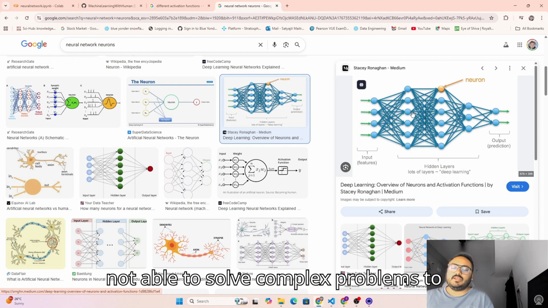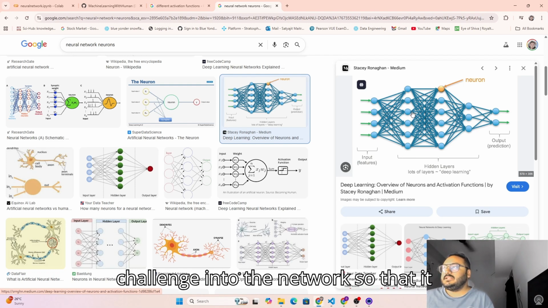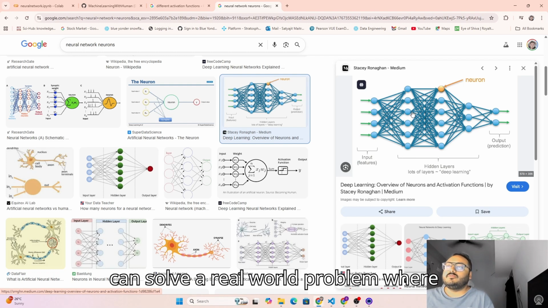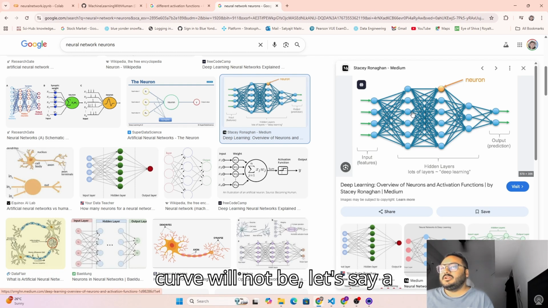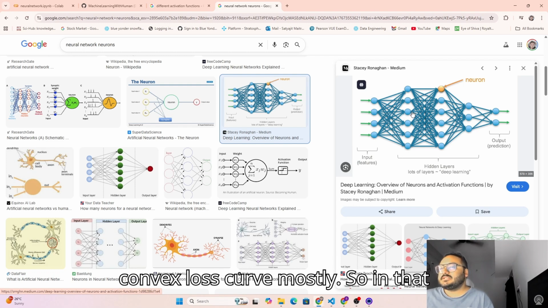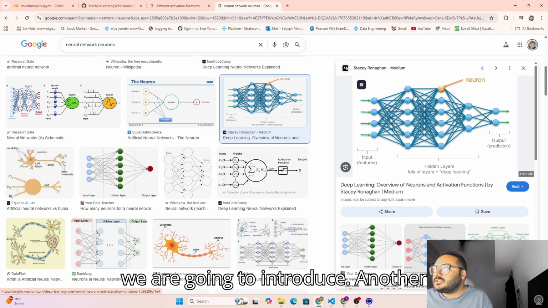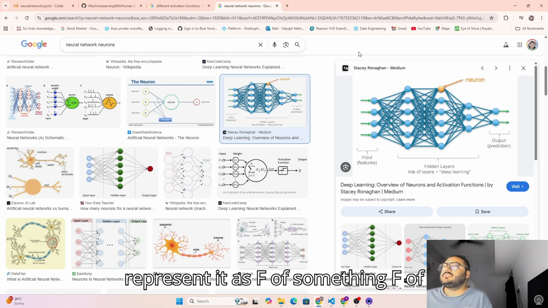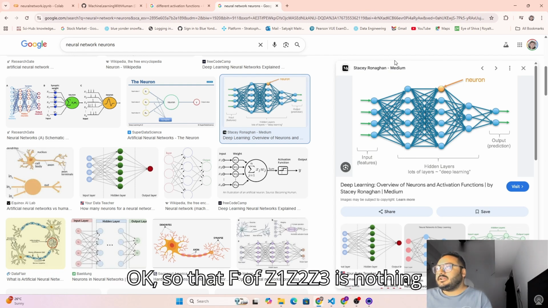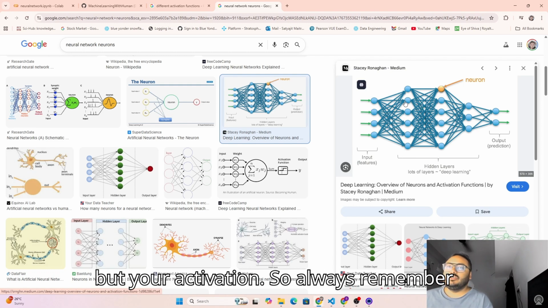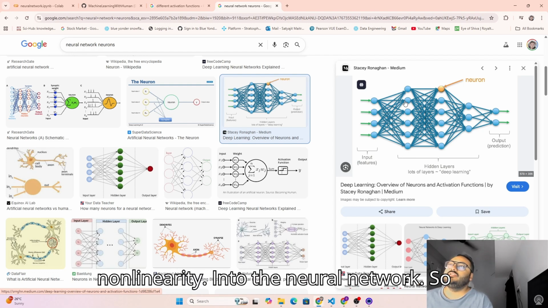To make the equation a bit more complex, or to introduce some challenge into the network so that it can solve a real-world problem where the loss curve will not mostly be a convex loss curve, we are going to introduce another function. You can represent it as f of something, let's say f of z1, z2, z3. That f of z1, z2, z3 is nothing but your activation. So always remember this one-liner: your activation is nothing but the non-linearity in the neural network.